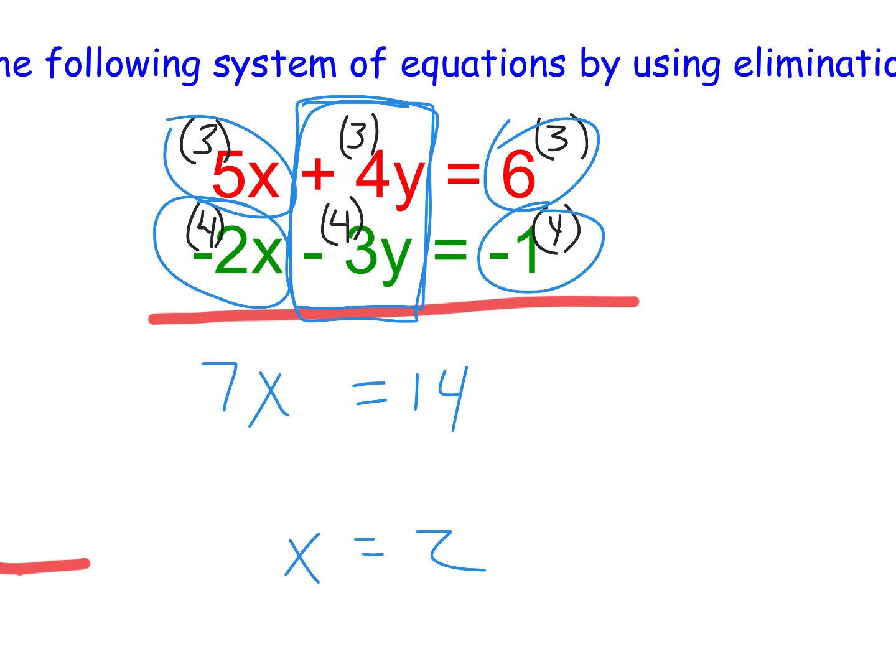I multiplied the top one by 3. Multiplied the bottom one by 4. And it worked out nice because these right here eliminated. That's why this is called the elimination method.